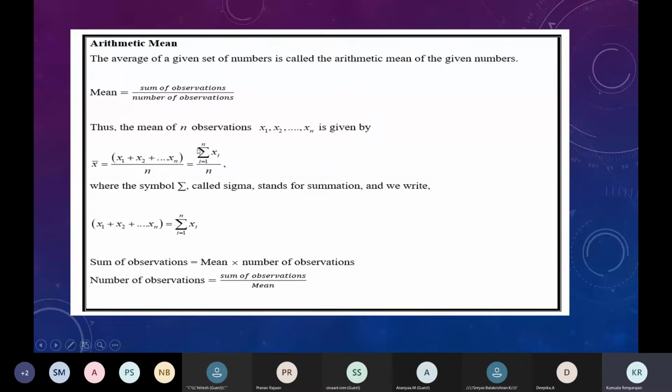Okay, so sigma x. The numerator is represented symbolically like this, and the denominator is n, which comes as it is. How do we symbolically represent this one? How do you represent x1 plus x2 plus x3 plus x4 till xn? It's the total of all the xi values.